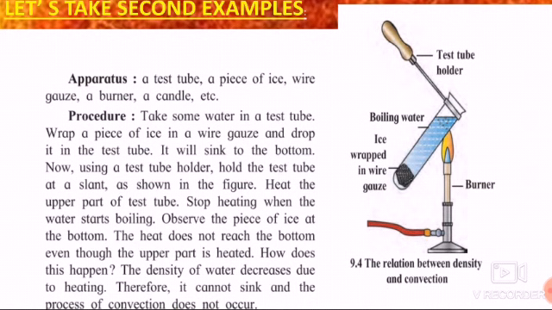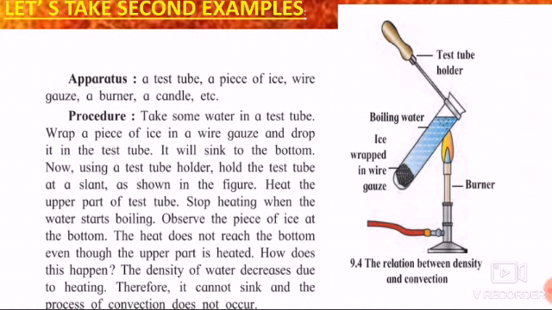After a certain time, what happened? The water started boiling. Observe the piece of ice at the bottom. The heat does not reach the bottom even though the upper part is heated. How does this happen? The density of water decreases due to heating. Therefore, it cannot sink and the process of convection does not occur.